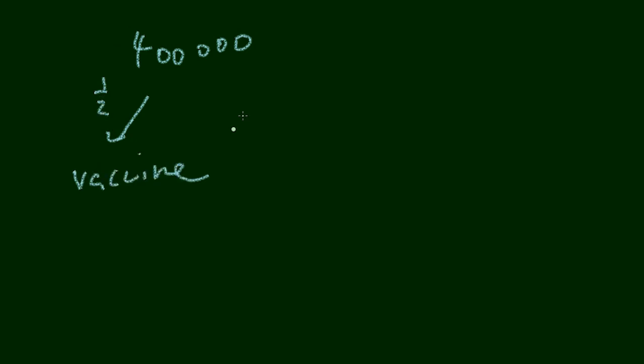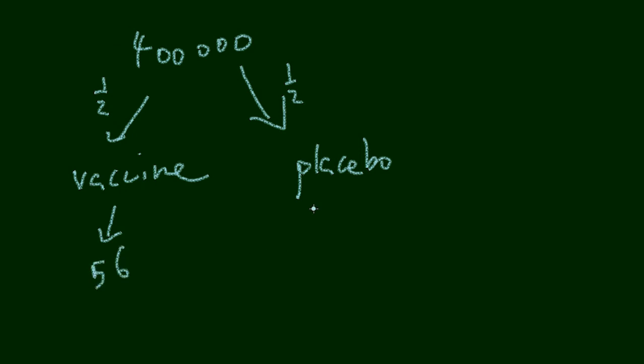Now let's talk about the Salk trials relating to the polio vaccine. This was an experiment with 400,000 children, where half of them were randomly assigned to receive the vaccine, and the other half was given the placebo, which was just salt solution. Of those who got the vaccine, only 56 got sick, and out of those who got the placebo, 142 got sick.